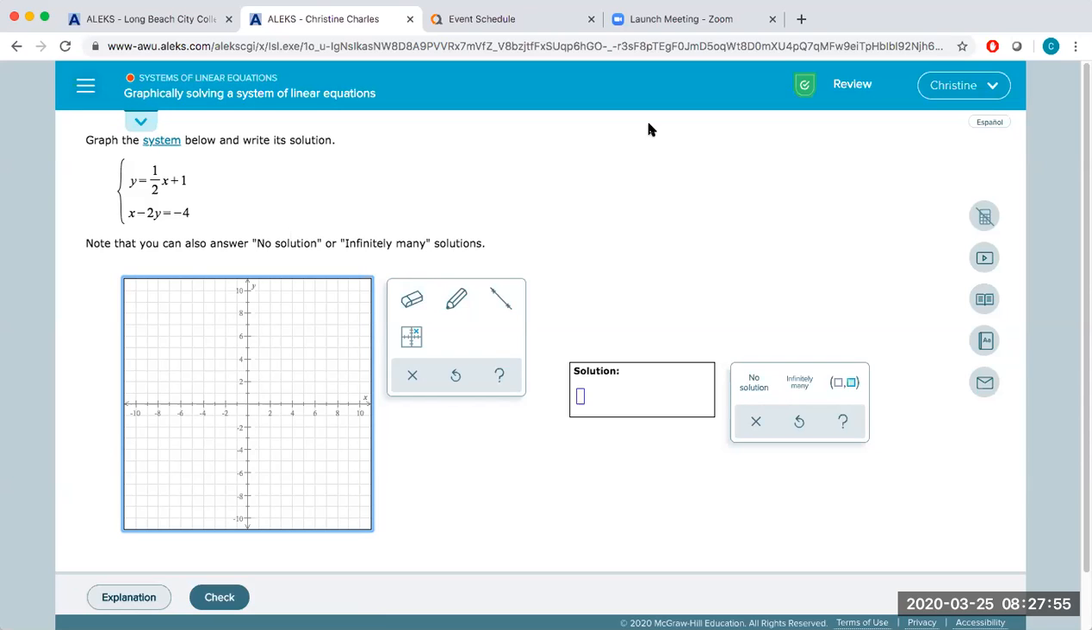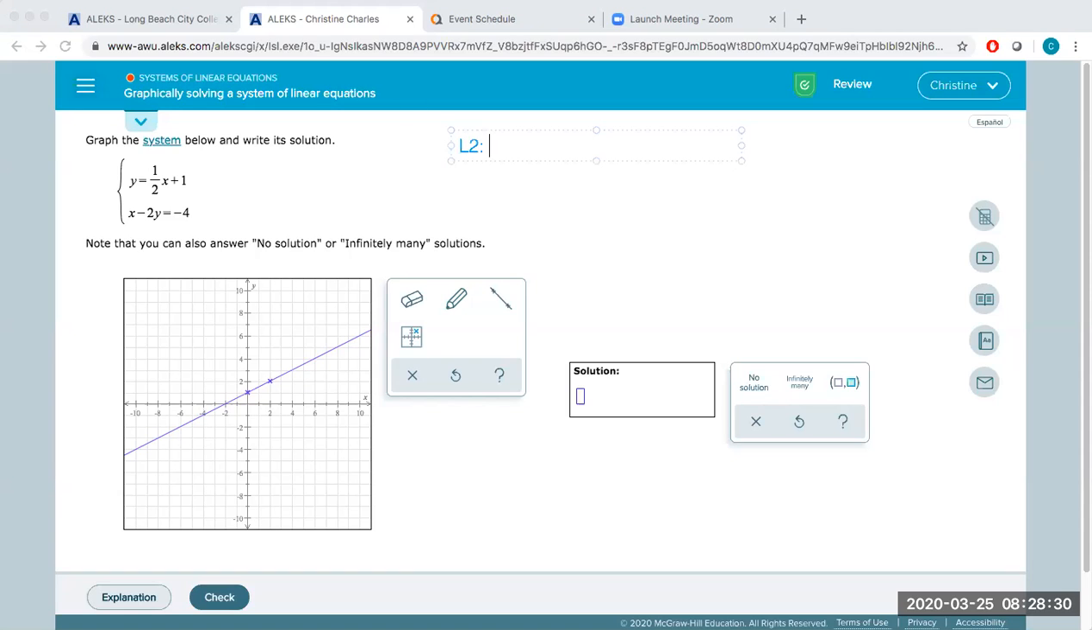Okay, great. So we're going to work through our same process. For line 1, notice that b is 1, and notice that our slope is 1/2. That means move up by 1 and right by 2. Okay.